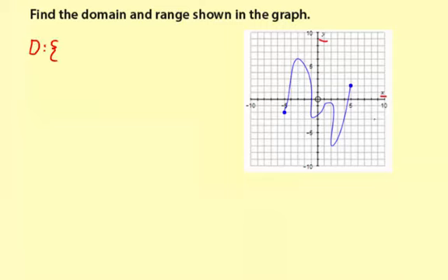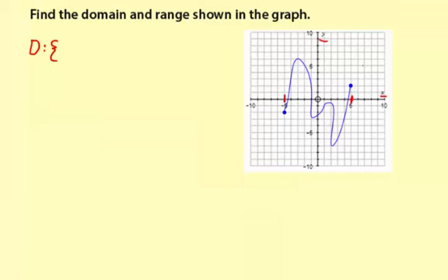Squiggle bracket. Okay, the least value is -5. Notice there's a point here. There's no arrow saying it goes on forever. So we can know -5 is the least point, or least value, I should say. And then continuing along the x-axis, the greatest value is at 5. Again, there's an endpoint here.